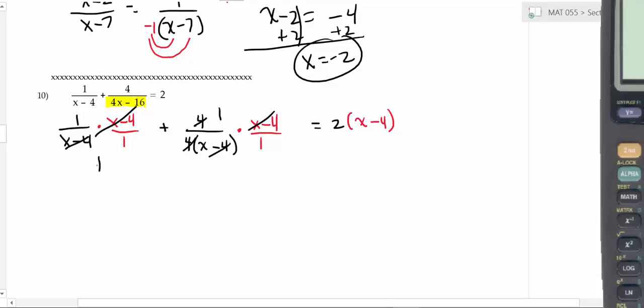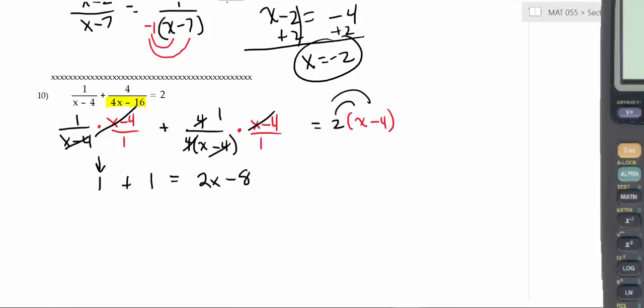So what you're left with here is a 1. What you're left with here is also just a 1, right? Now on the right side, you do a distributive property, so you get 2x minus 8. Everything's multiplied by x minus 4. We've gotten rid of the fraction. Does that make sense so far? Now this is going to be 2 equals 2x minus 8.